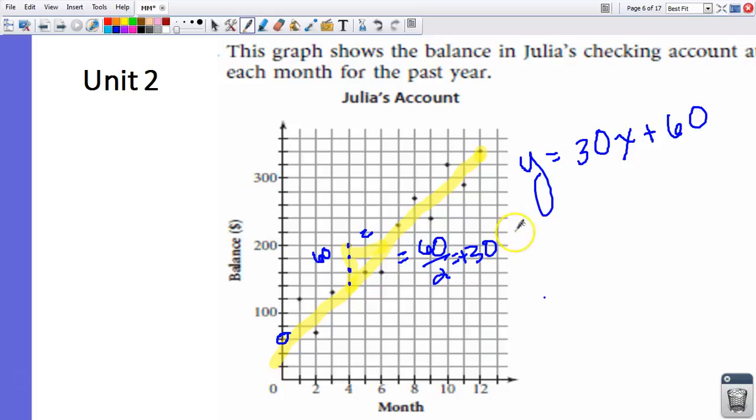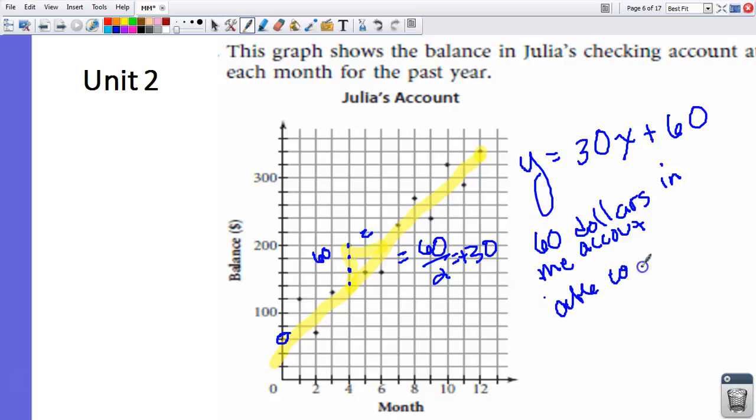And then what does the y-intercept mean? Well, that's my starting value, so I start with $60 in the account. That's my y-intercept, my starting value. And my slope means she's able to save $30 more each month.